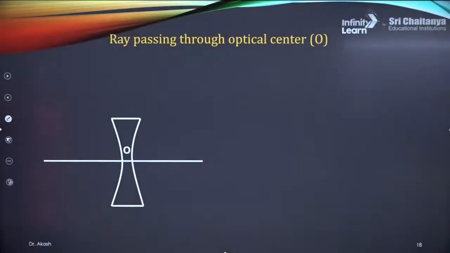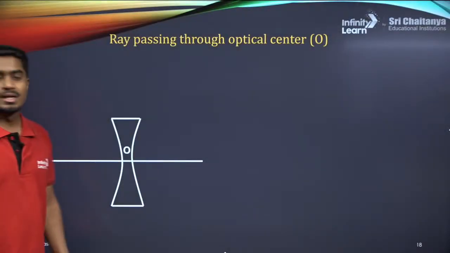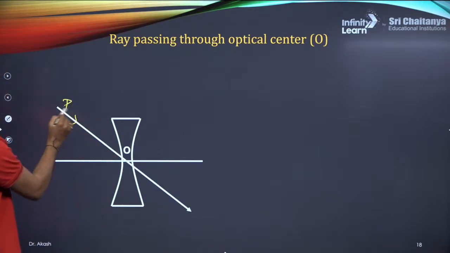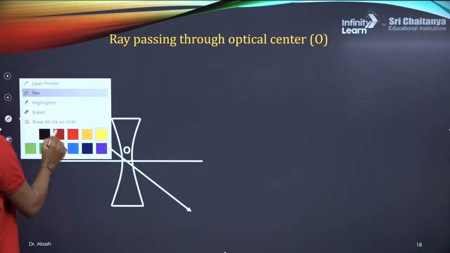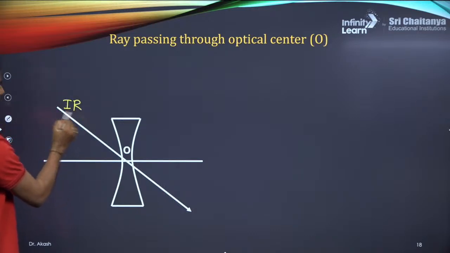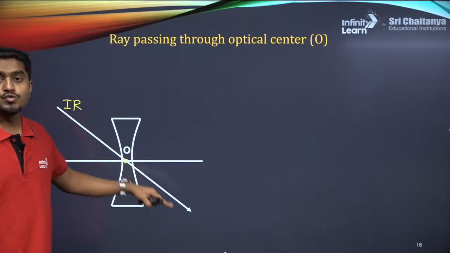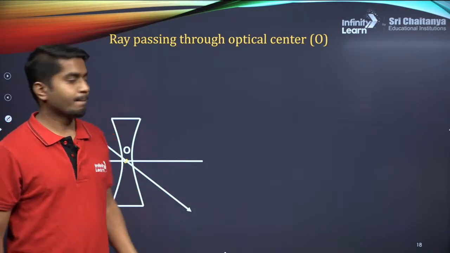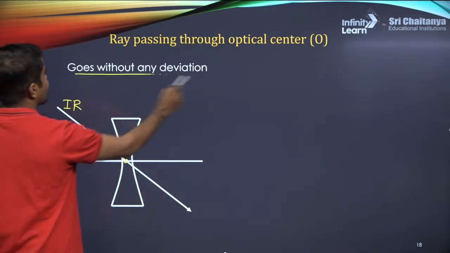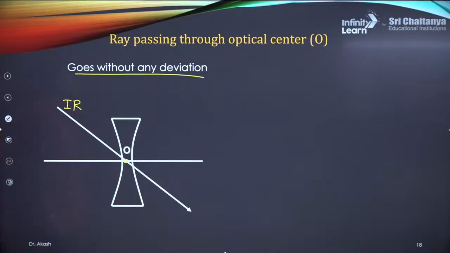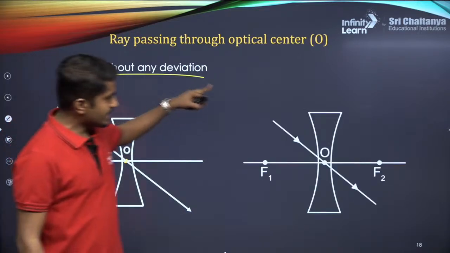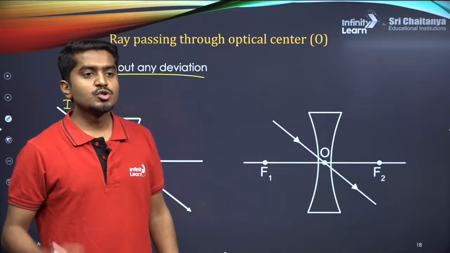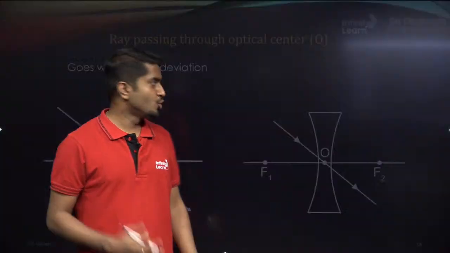And the third rule, which is the easiest one: a ray passing through the optical center. There is an incident ray passing through the optical center. It goes without any deviation, so there is no deviation to this ray. So that is rule number 3: an incident ray passing through the optical center goes without any deviation. So these are some of the rules which you should know.